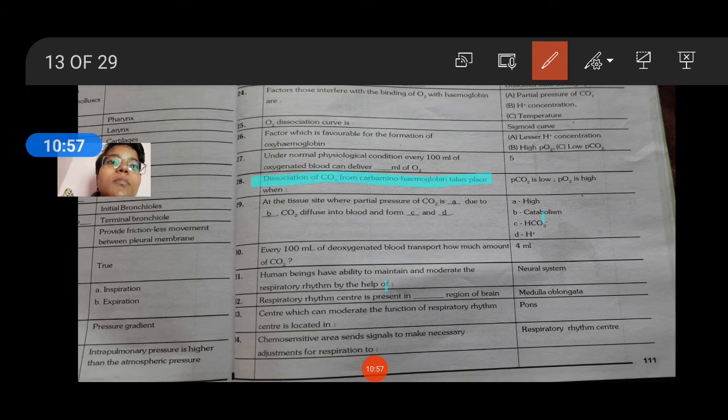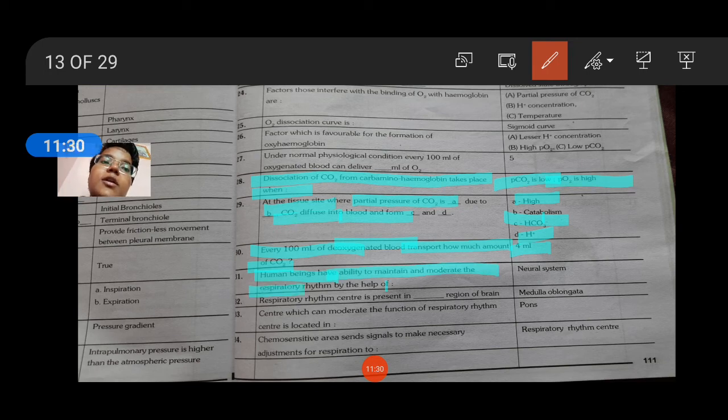Dissociation of CO2 from carbaminohemoglobin takes place when PO2 is high and PCO2 is low. At the tissue site where the partial pressure of CO2 is high, CO2 diffuses into blood and forms bicarbonate ion and H plus. Every 100 ml of deoxygenated blood transports how much CO2? It's 4 ml.